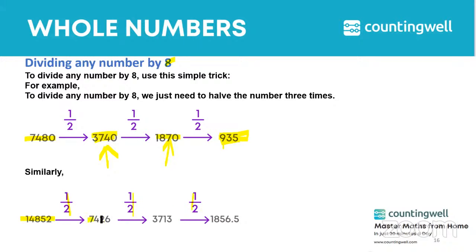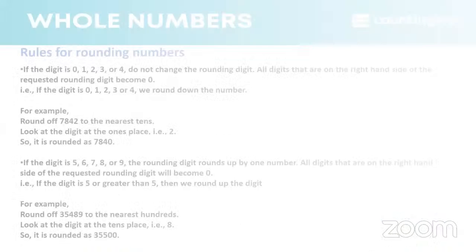So here we have 7,426. Taking half of this number, we have 3,713. Taking half of this number, we have 1,856.5. So this is the trick whenever you are dividing any number by 8.